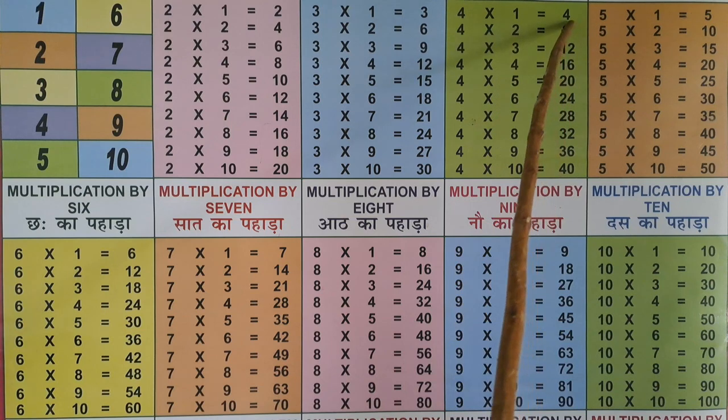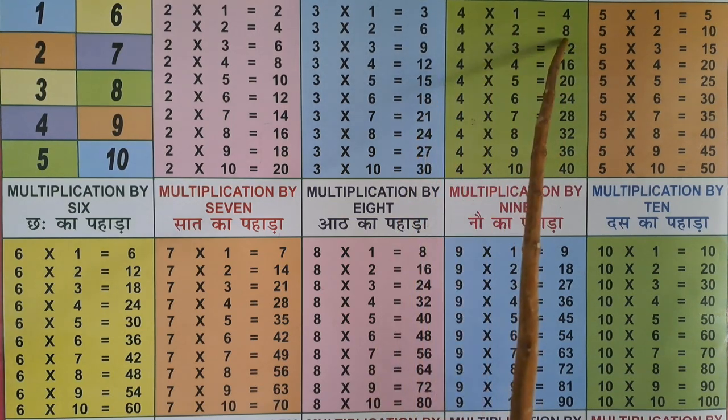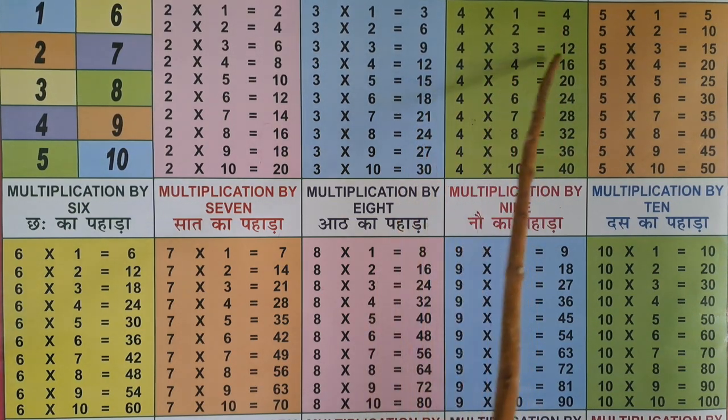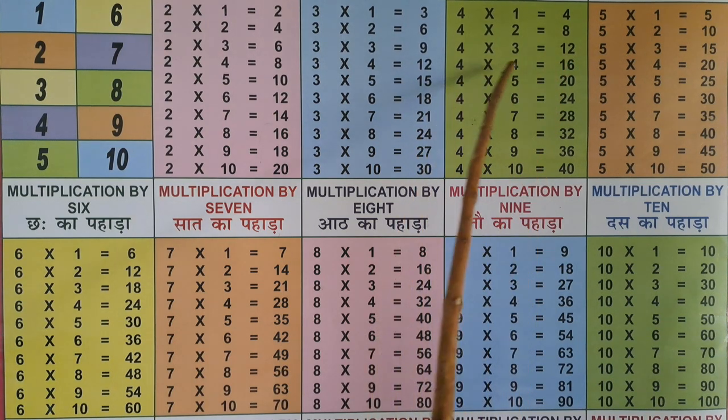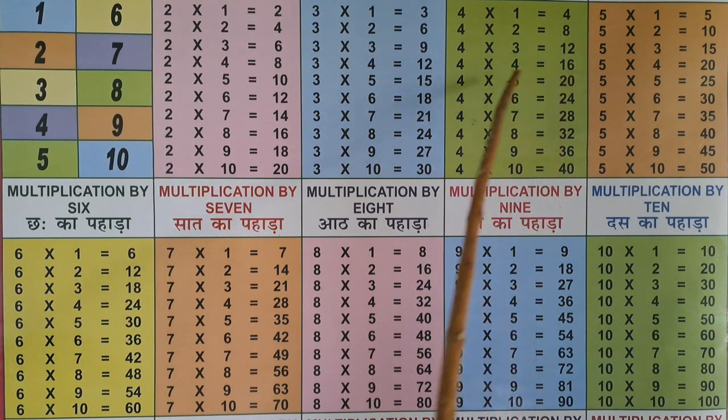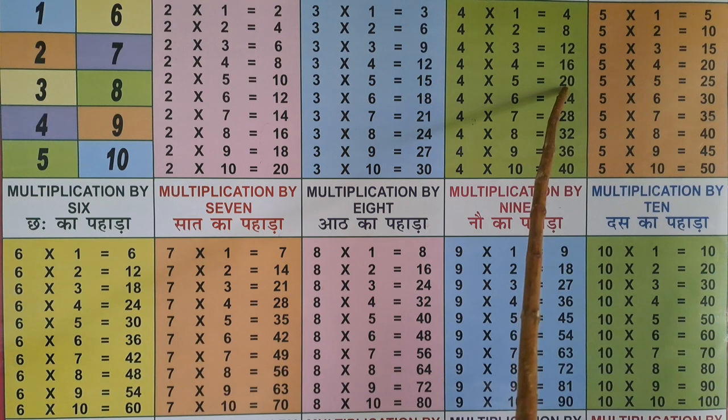Four ones are 4. Four twos are 8. Four threes are 12. Four fours are 16. Four fives are 20.